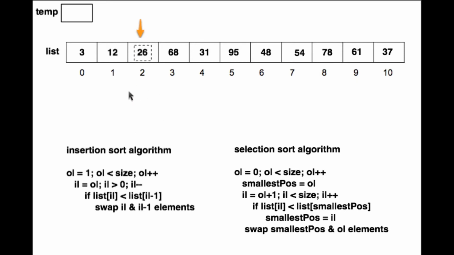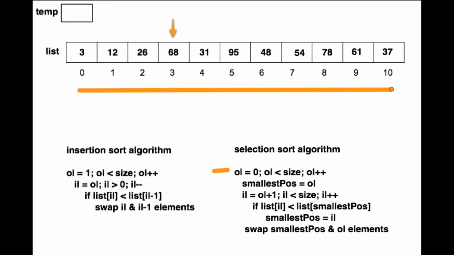Right? And now we move to here and we do that again. Right, so that's the selection sort. And the loop structure is the outer loop goes from here, from 0 to the number of elements, sorry, the last index position. So the outer loop's going to go from 0 to 10.